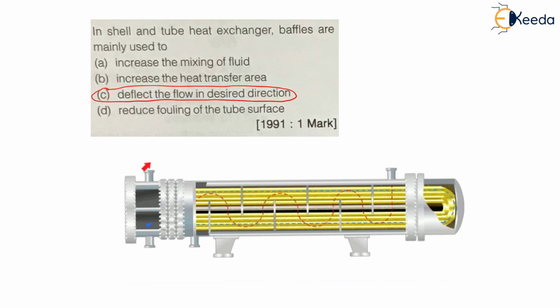Now here you can see this will be the entry of cold fluid. Let us say this is TCI, the inlet temperature of cold fluid, and the cold fluid will flow through the tube, right? The exit of cold fluid will be from this side, so let us say this is TCO. And the hot fluid will flow through the shell side. Let us say here is the inlet of hot fluid, THI, and the exit of hot fluid will be here, THO. The hot fluid is flowing through the shell, and the cold fluid is flowing through the tube.